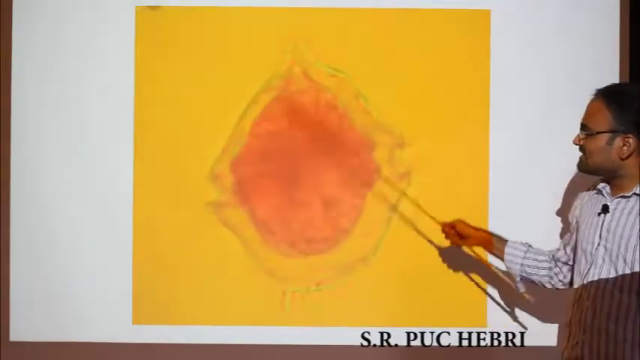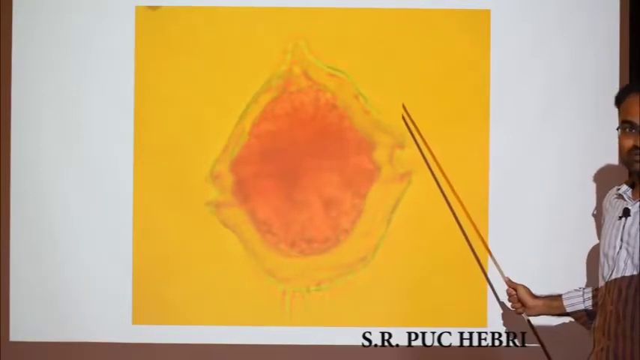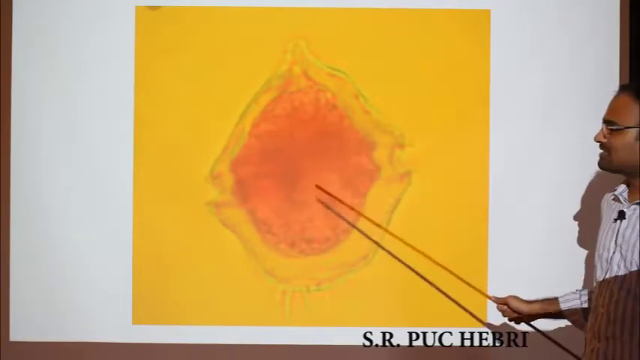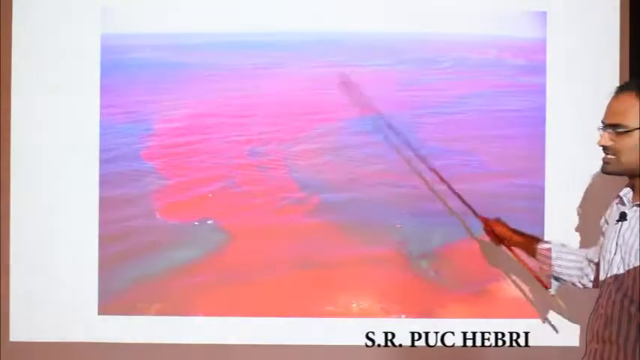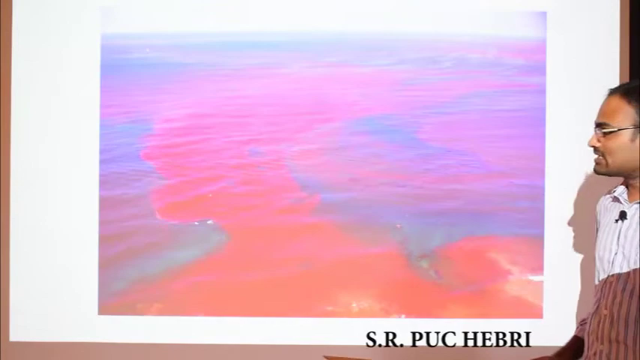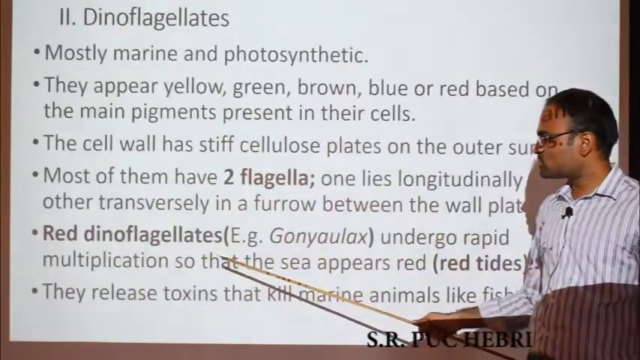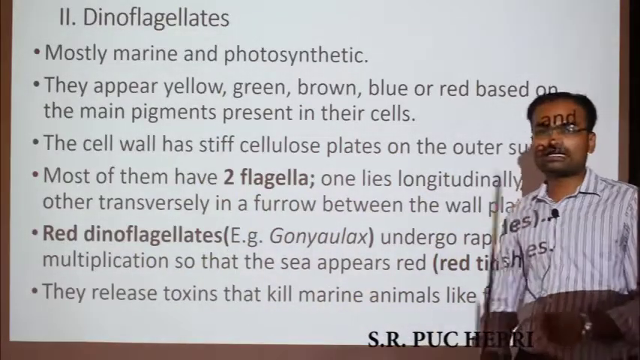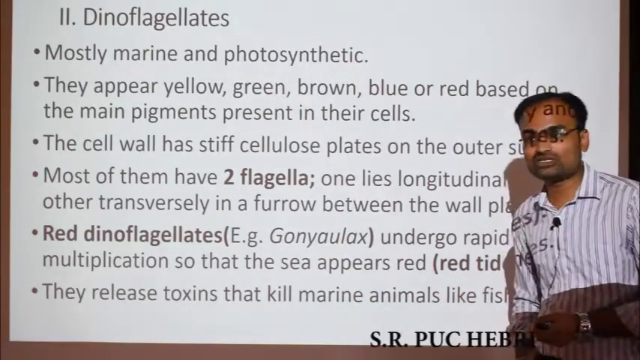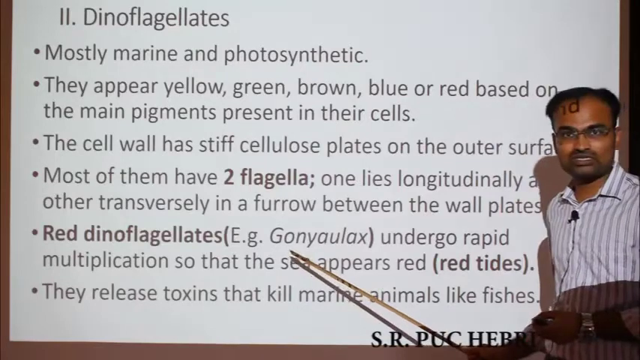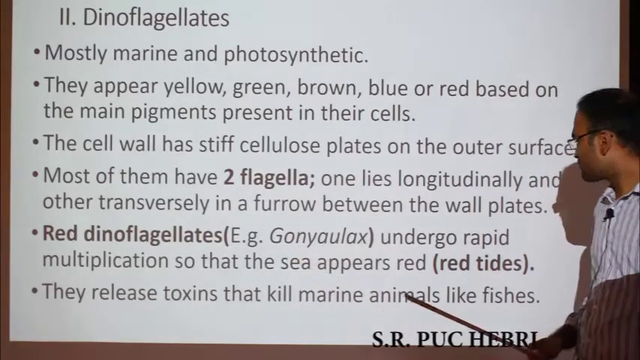Here is the actual picture of a Gonyaulax. Red color pigment is present. This is the textbook one; in the textbook they have given this diagram. This is about the red tide, and this point is very important: the organism responsible for causing red tides in the ocean is Gonyaulax. This is a very neat point of view.